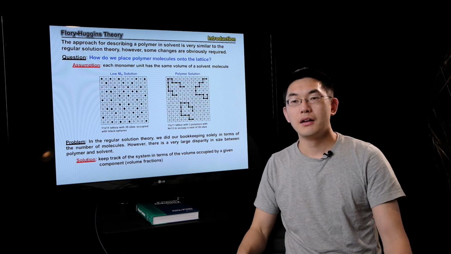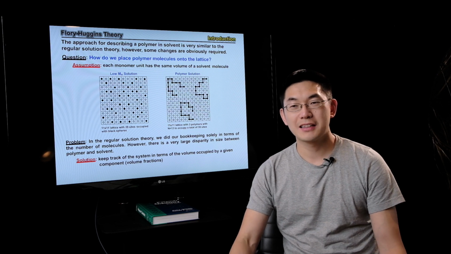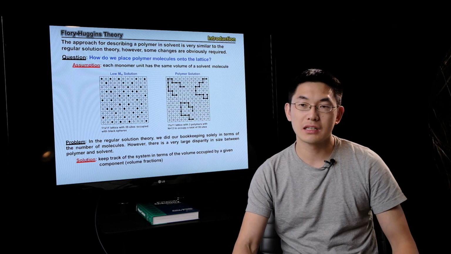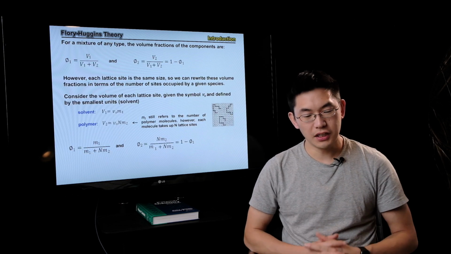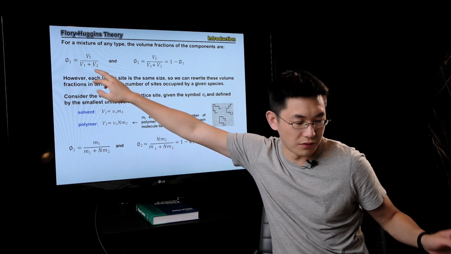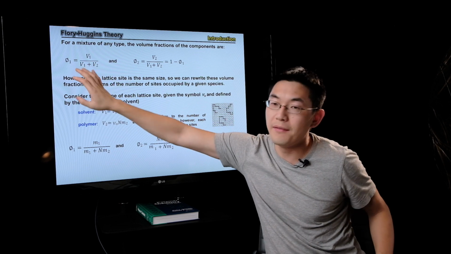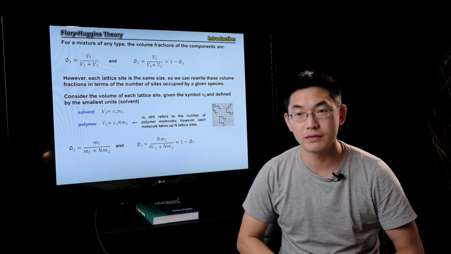It's quite obvious. How this impacts the entropy and enthalpy is the question we're going to address in today's lecture. So we need to define a new term. First is the volume fraction for the solvent and the polymer. Phi 1 in this case we define as the volume fraction for the solvent.